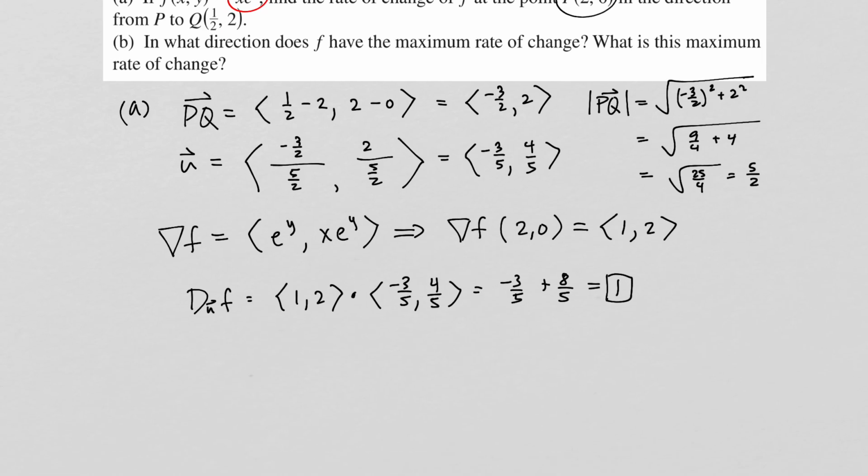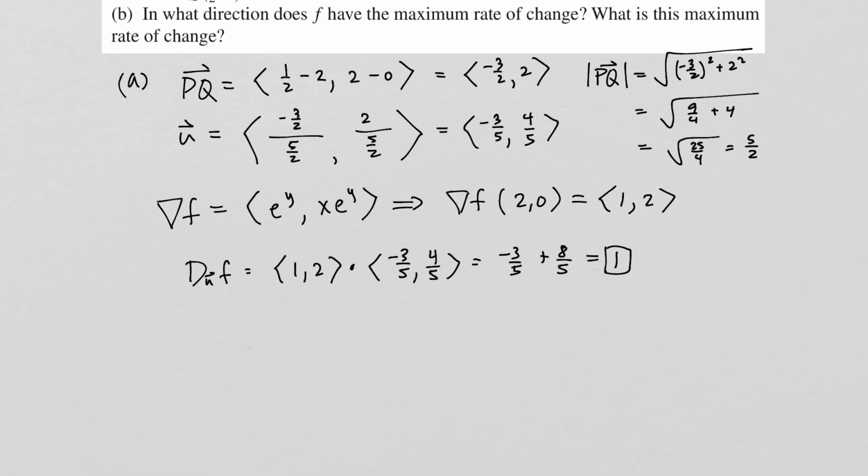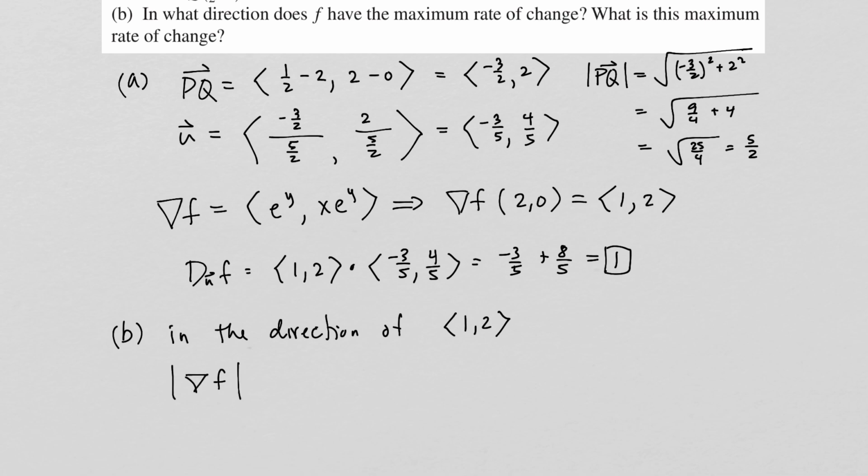Now for part B, in what direction does f have the maximum rate of change? Well, the maximum rate of change occurs when you go in the direction of the gradient vector. So it has to be in the direction of the vector (1, 2). So we're just going to write, in the direction of the vector (1, 2). And what is the maximum rate of change? Well, the maximum rate of change is the magnitude of that gradient vector. So it is the magnitude of the vector (1, 2), which is the square root of 5.